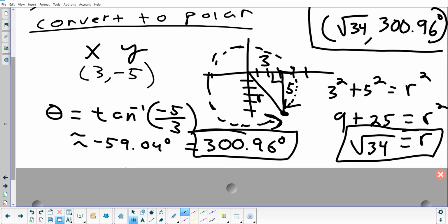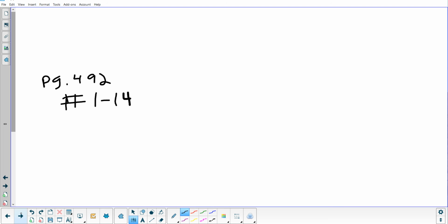Okay, so tomorrow we'll finish up 9.2. And then on Thursday, the plan is to do 9.4, part 1. Okay, so that's the homework for tonight. Page 492, 1 through 14.